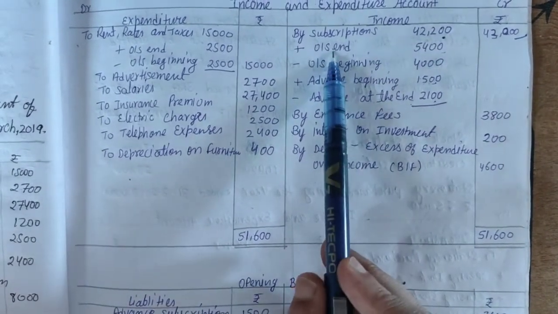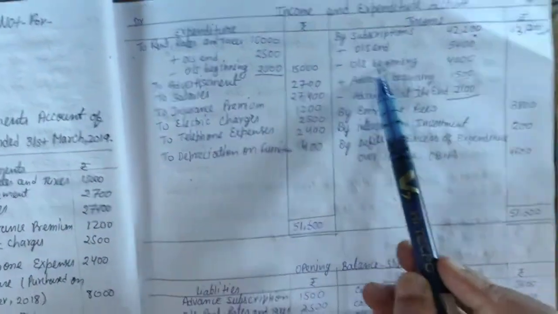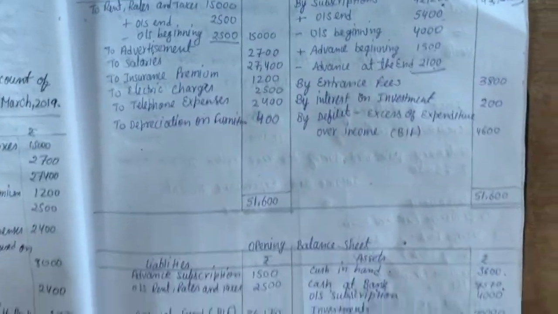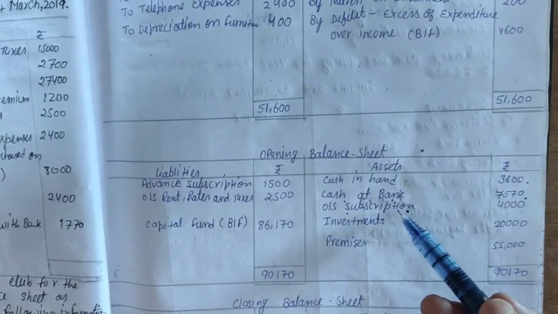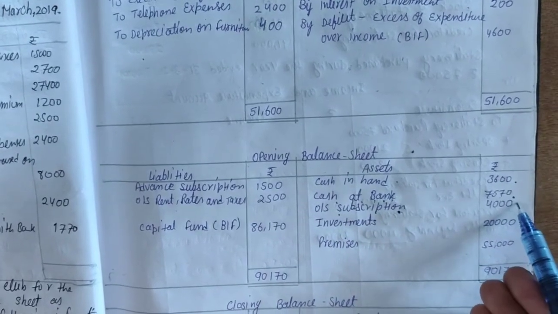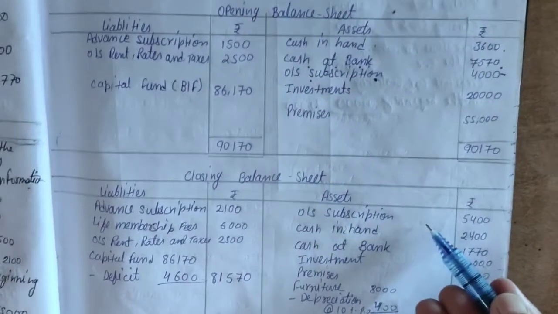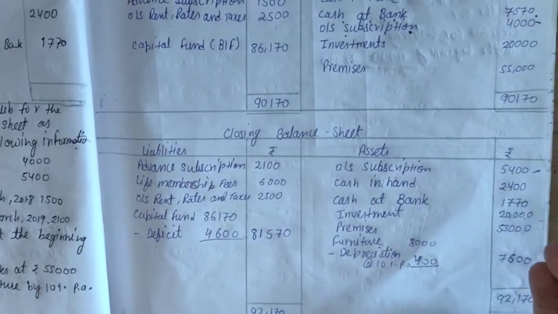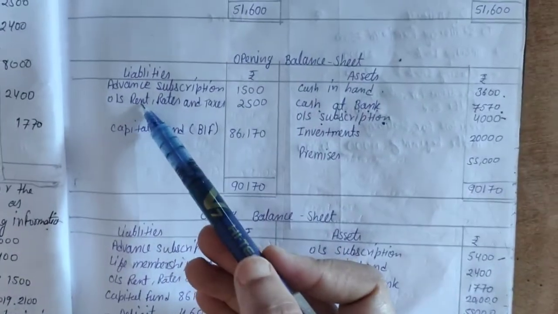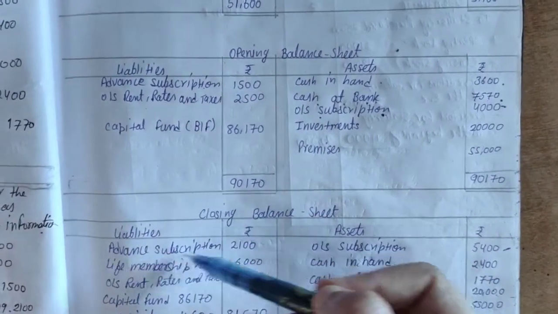Then outstanding at end is transferred to the closing balance sheet and outstanding at beginning is transferred to the opening balance sheet. So here it is outstanding subscription, that is opening or beginning outstanding, its value is 4,000. Same as outstanding subscription of rupees 5,400, that is outstanding at end. Then same as that, advance subscription of rupees 1,500, that is advance at beginning, and advance subscription at end of rupees 2,100.